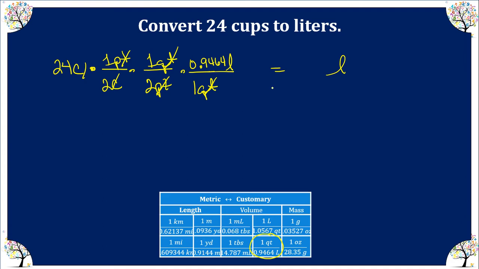Now we're going to multiply straight across. So we have 24 times 0.9464. I'm just going to jump down here and write it here. Divided by 4, because 2 times 2 times 1 is 4. So we'll say about, and I'll round to the tenth this time. So 5.7 liters is the same as 24 cups.